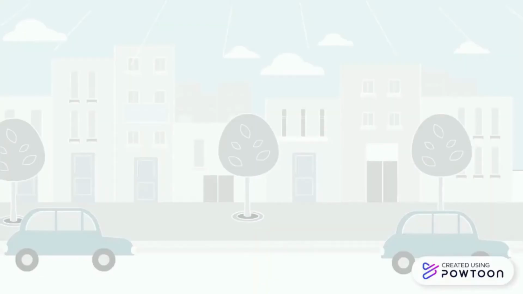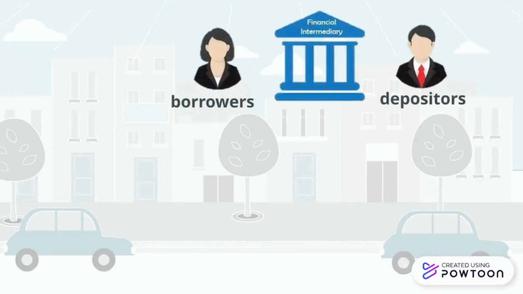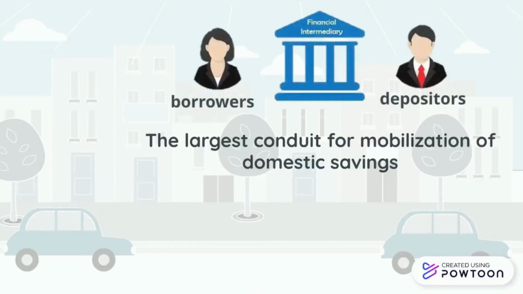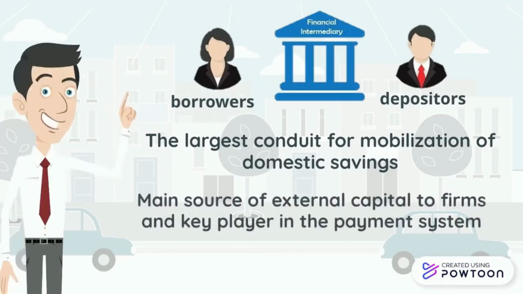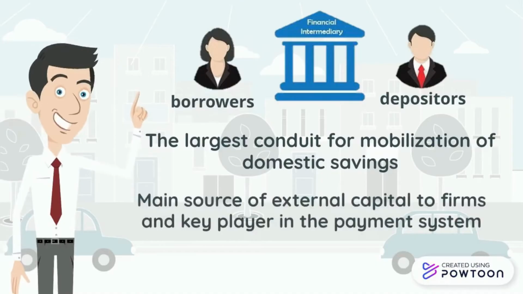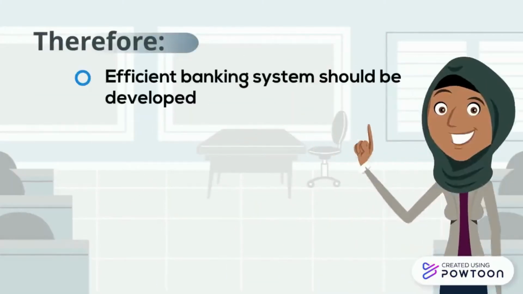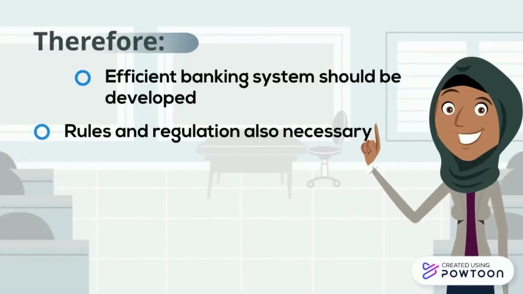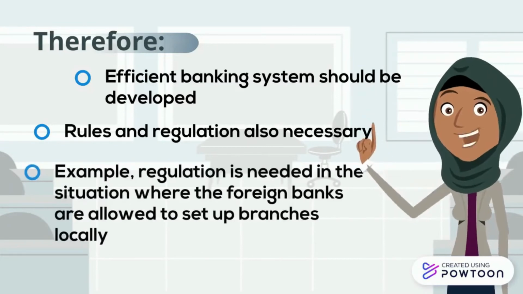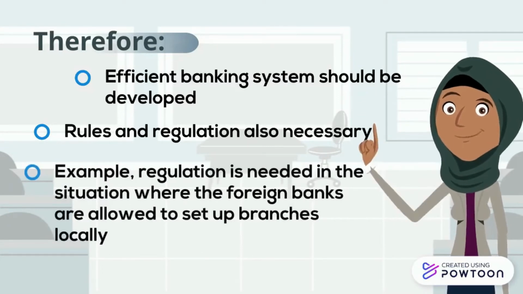The banking sector acts as the primary intermediary, the largest conduit for mobilization of domestic savings, and the main source of external capital to firms and key players in the payment system. Therefore, an efficient banking system, rules and regulation is necessary to enhance sustainability and growth of economies.